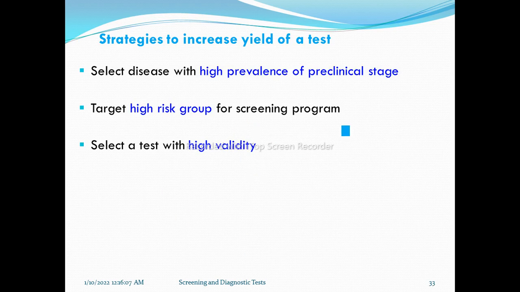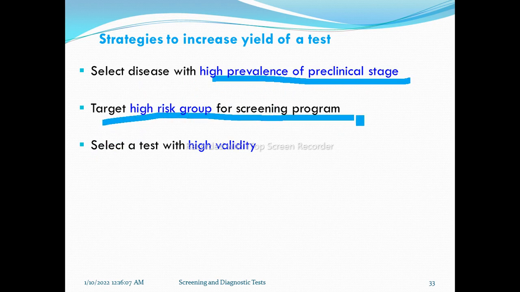So the strategies to increase yield of a test: select diseases with high prevalence of clinical stage. This is very important. To increase yield, to increase the detection rate, target high risk groups for the screening program. Select a test with high validity, that means a test with good sensitivity and specificity. This is very important to increase yield.